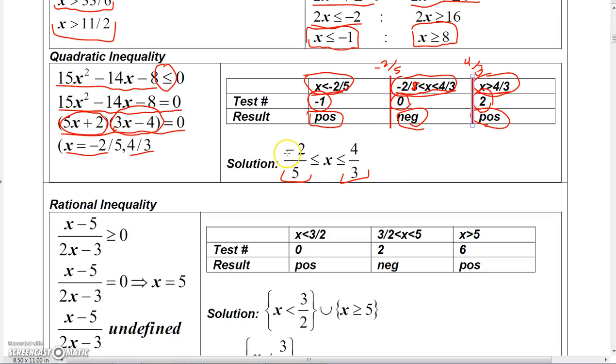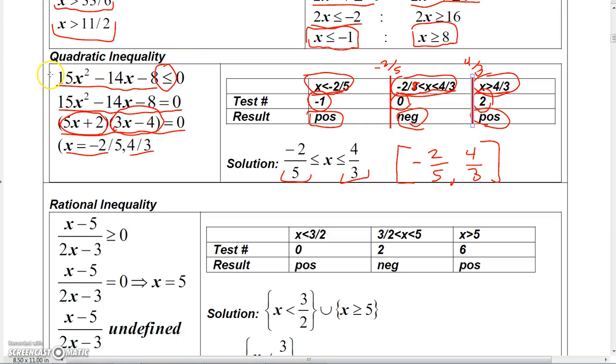Now you can write this in interval notation as well. If you want to see the interval notation, it would look like this: -2/5, comma, 4/3. But basically, any number from -2/5 to 4/3 will make this inequality a true statement.